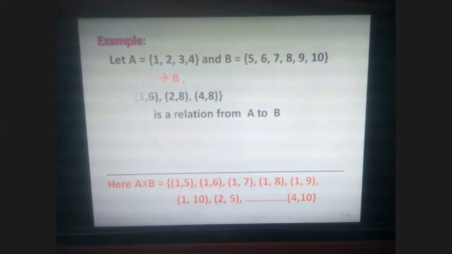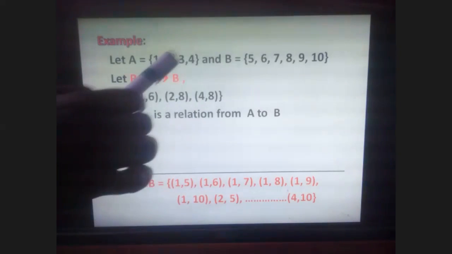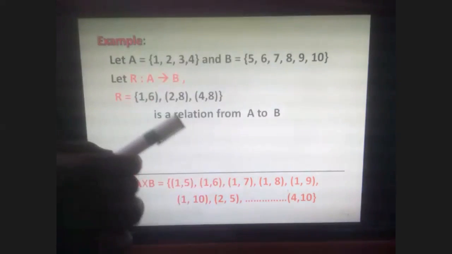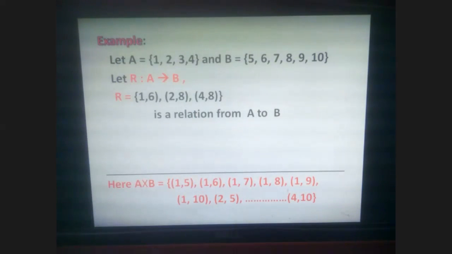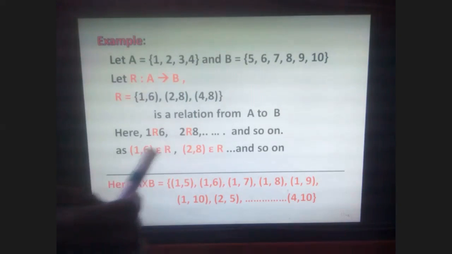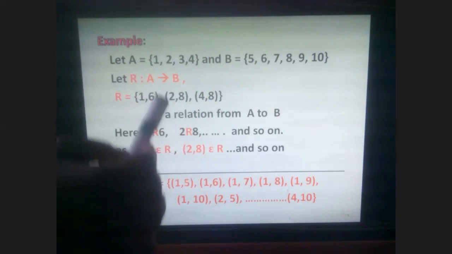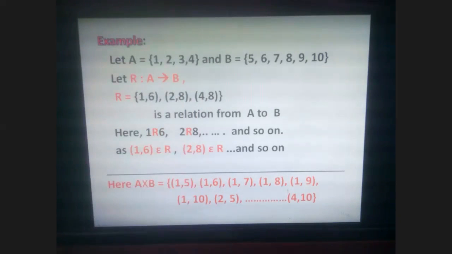Now let us take a relation R from A to B, R equal to {(1,6),(2,8),(4,8)}. It is very much a subset of A cross B, and hence it is a relation. Here (1,6) is a member of R, so 1 related to 6. (2,8) is a member of R, so 2 related to 8. Further, 4 related to 8.